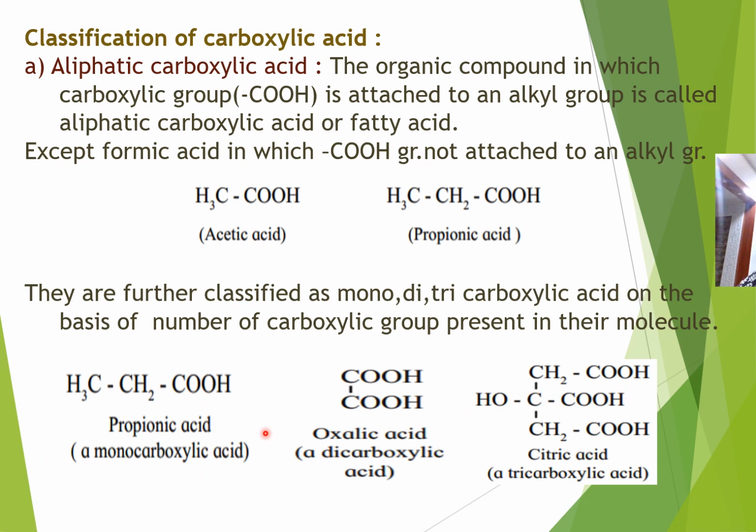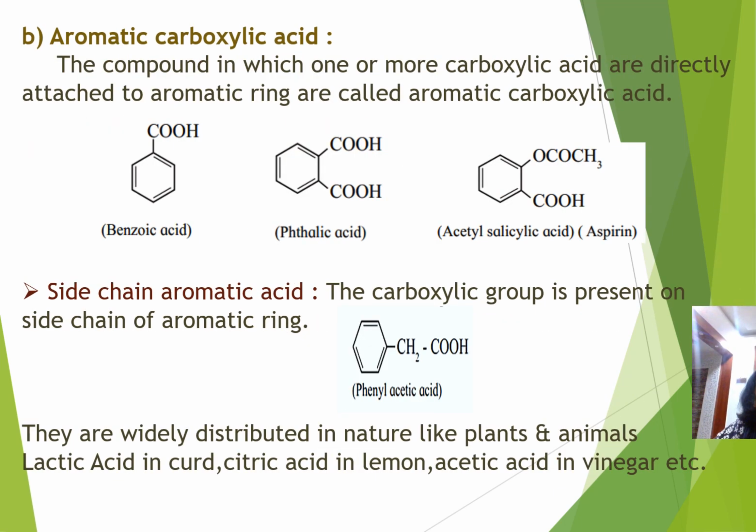An example of monocarboxylic acid is propionic acid, in which one COOH group is attached to the alkyl group. Then dicarboxylic acid, when two COOH groups are attached. An example is oxalic acid. Then when three COOH groups are attached, it is tricarboxylic acid. An example is citric acid. Clear? Okay.